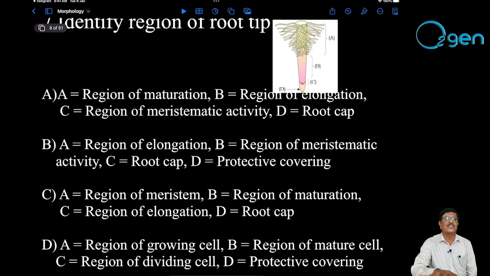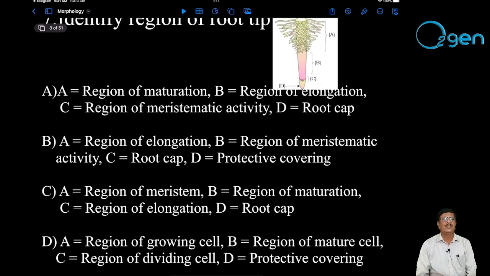Identify the regions of the root tip. The diagram is given, so identify the regions. A is given, the alphabet A, that indicates it has the root hairs. So after the development of the root hairs, that is the region of maturation.